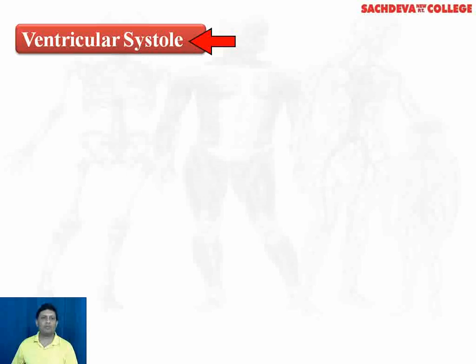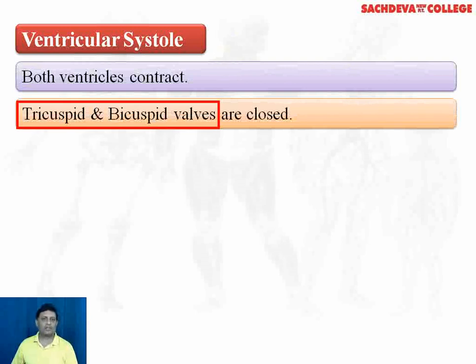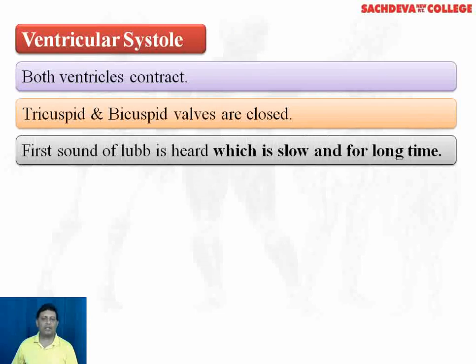Coming to ventricular systole, or contraction of the ventricle. Both the ventricles contract. The tricuspid and the bicuspid valves are closed, which prevents backflow of blood into the auricles. Closure of the tricuspid and bicuspid valves produces a sound which is heard as lub. It is a slow sound and is for a long time.